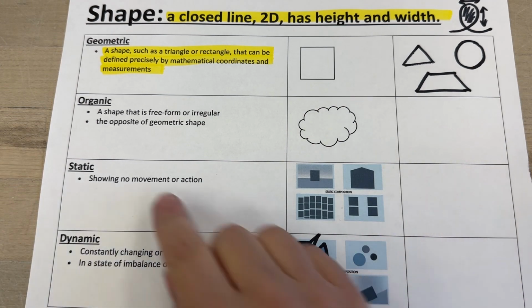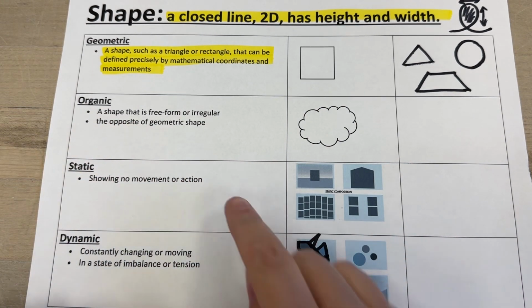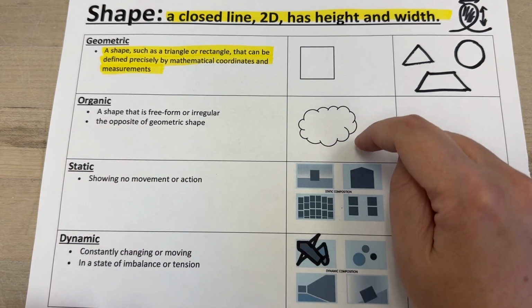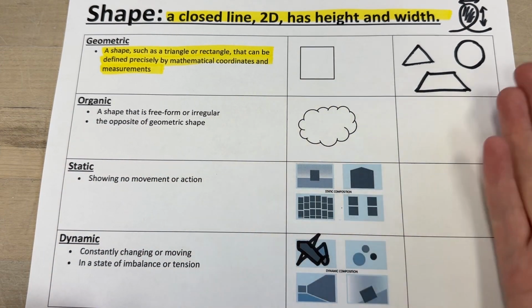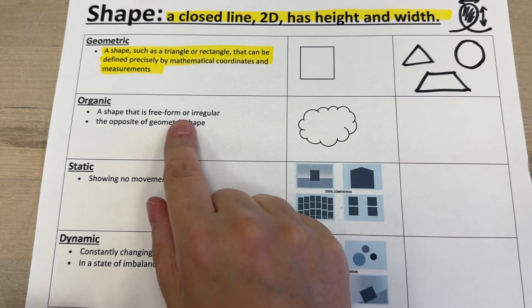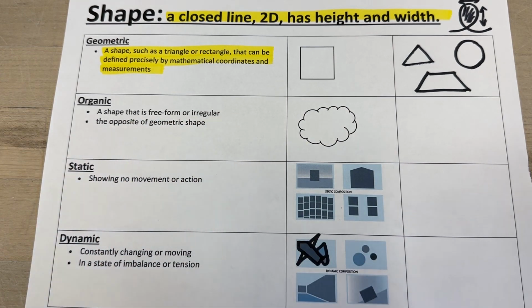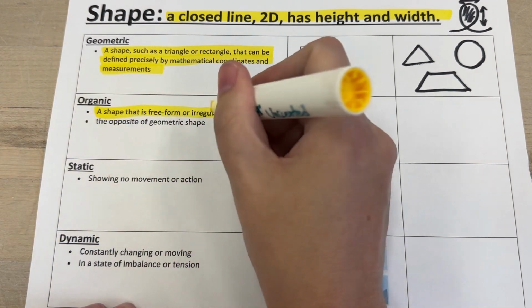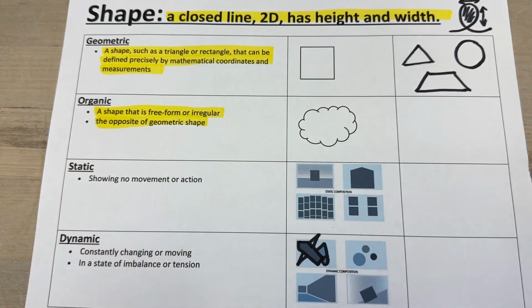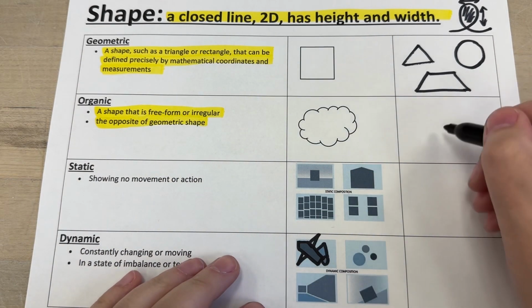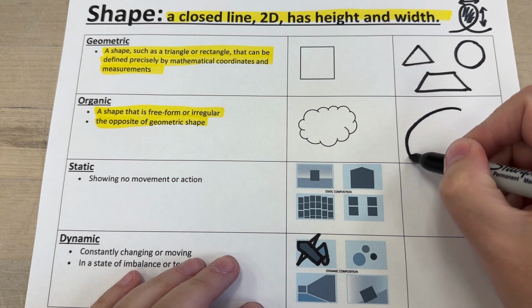So the next one up is organic. So an organic shape is one you can measure how tall and how wide. So we know it's a shape, but it's either free form or irregular. It's the opposite of a geometric shape, right? So that could be a cloud. It might be a leaf.